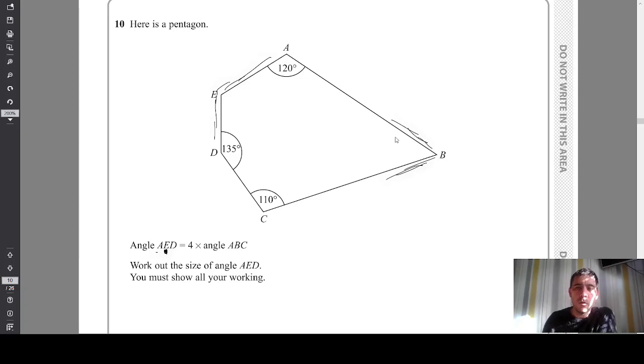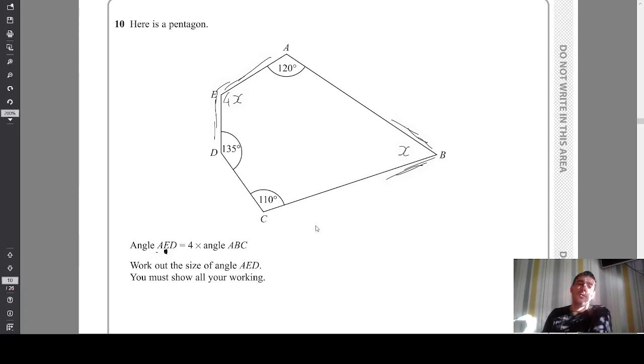So if we label angle ABC as x, the relationship between those two angles is straightforward. If we multiply this angle by 4, we should get AED. So just label it as 4x, or x multiplied by 4, or simply 4 lots of x. Okay, so that's the first thing which will bring you marks. Next, we need to work out the value of AED. So just set up the equation.